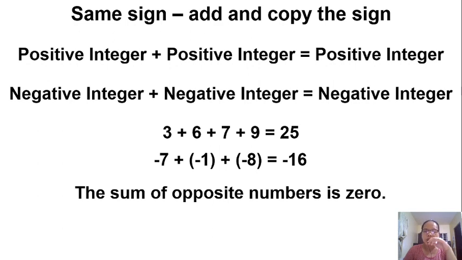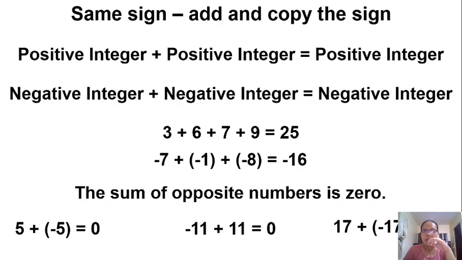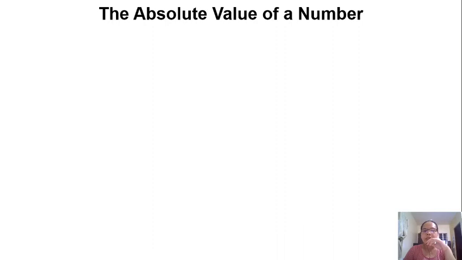Now, the sum of opposite numbers is 0. For example, 5 plus negative 5 is 0. Negative 11 plus 11 is 0. 17 plus negative 17 is also 0. So 5 and negative 5, negative 11 and 11, 17 and negative 17 are examples of opposite numbers.